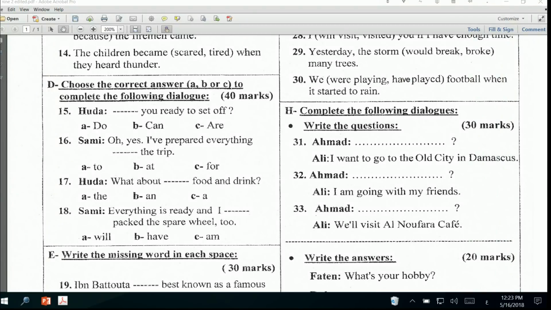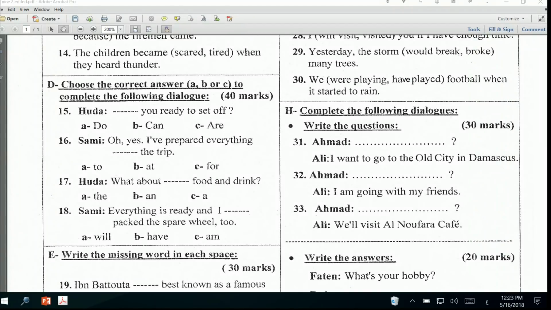We have to choose between three choices. This is a multiple choice question. We have three choices, and the student is going to choose. Huda, since it's your name, number 15. Read it.